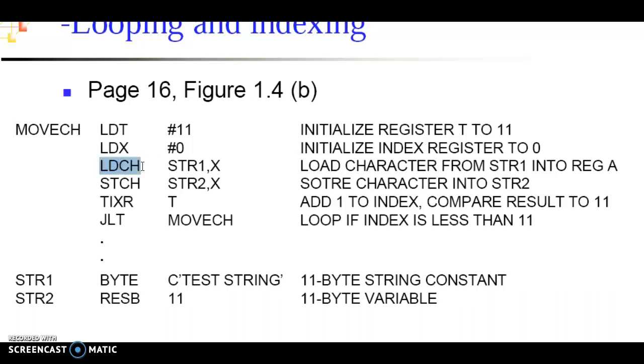Then LDCH: the first character from str1, using this index register value 0, you will be loading it into register A. Str1 is having this string, x is equal to 0, which means it will be placing the 0th character. So that character will be loaded to the accumulator first, and then using the STCH instruction, it will be copied to STR2 at index location 0.